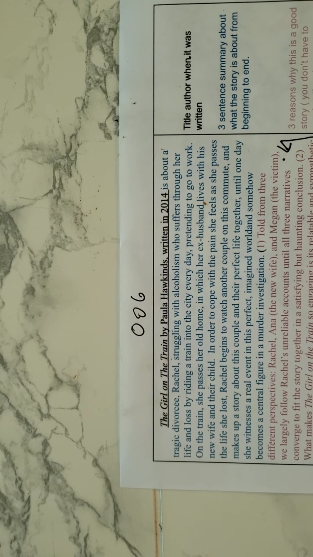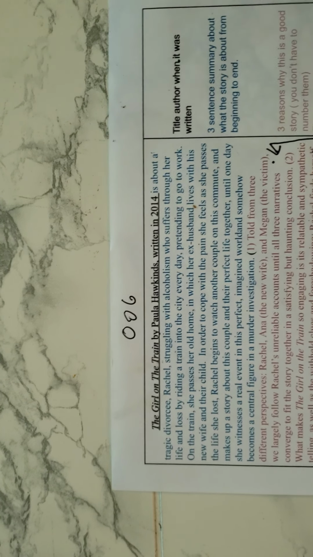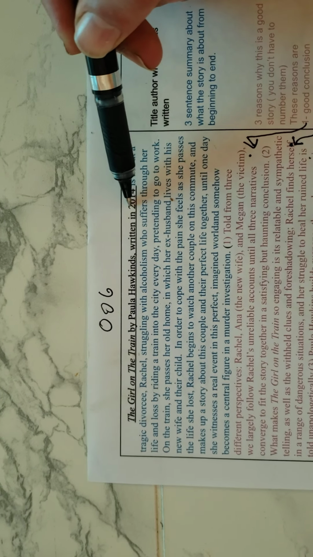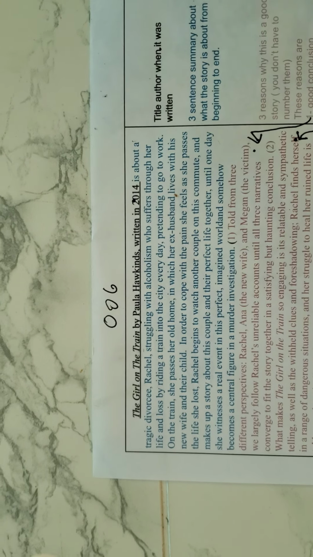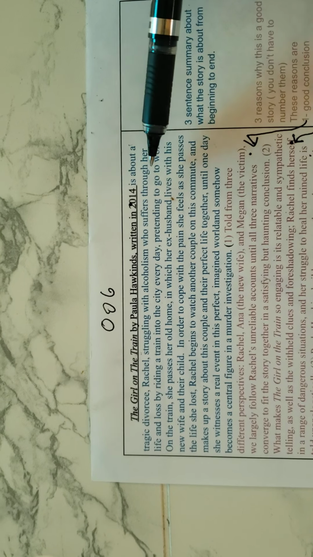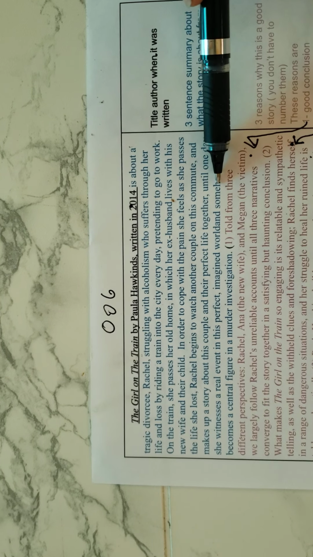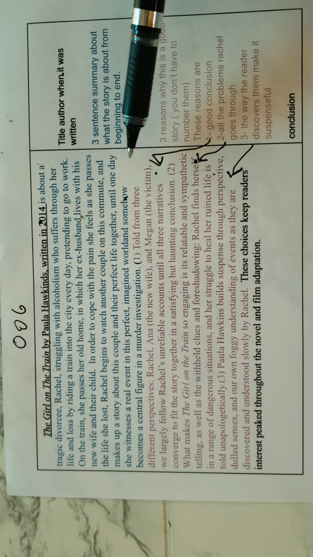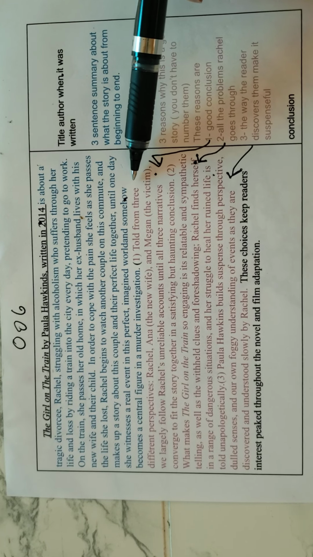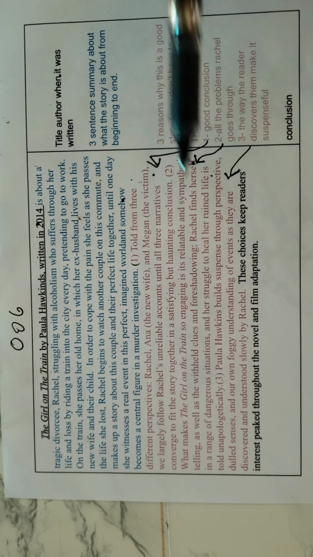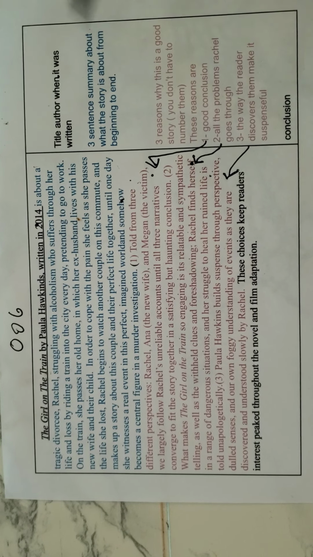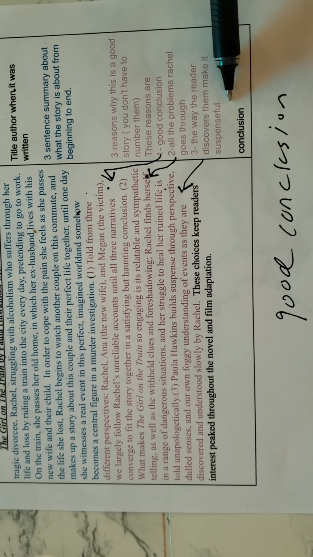So in 006, what you want is a claim, a topic sentence. You know, you're saying, this is what I'm writing about. Then we're going to have just a 3-sentence summary. Then I would suggest you come up with 3 reasons why it's a good story. 1, 2, 3 sentences. Then 1 concluding statement.